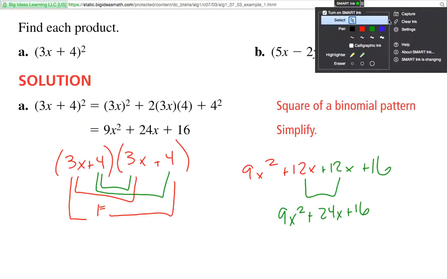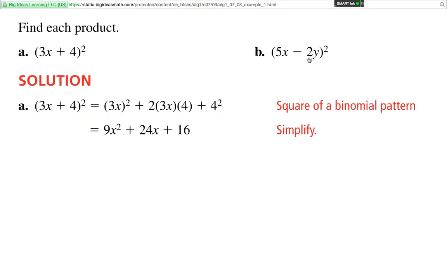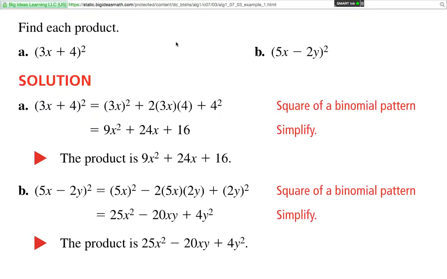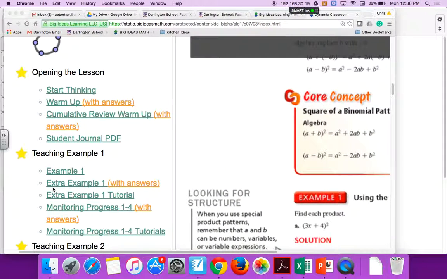For letter B, you notice the same exact idea. Same thing multiplied by itself, squared. The only difference is it's a subtraction sign. So let's write that out: 5x, 5x, the b goes over here, b over there, 2ab in the middle. Make sure that subtraction sign stays there, and go from there.